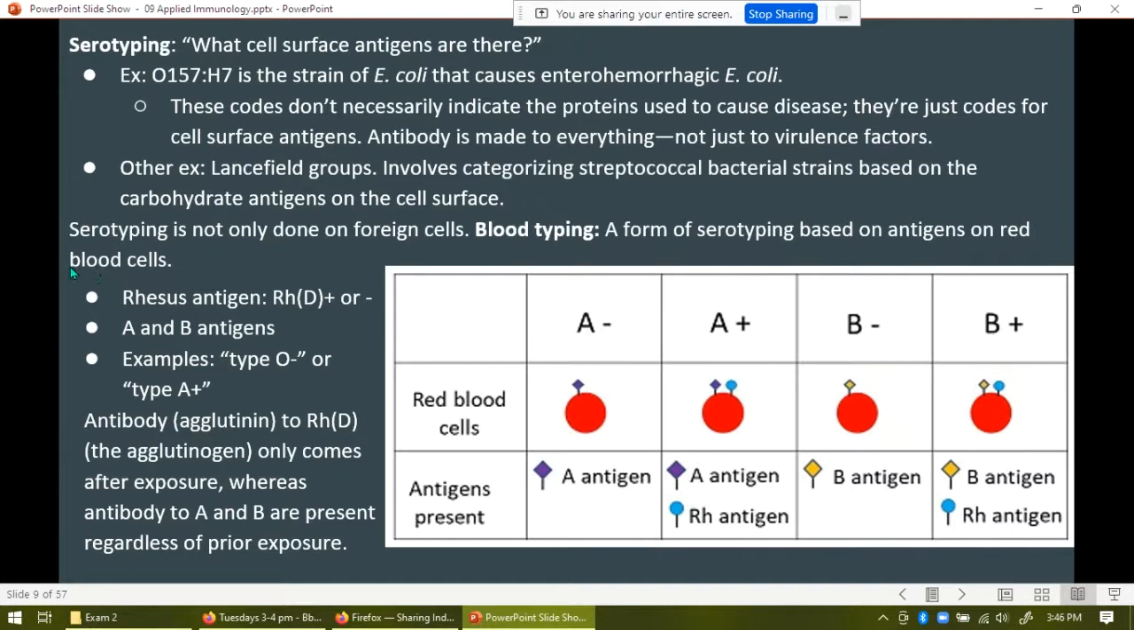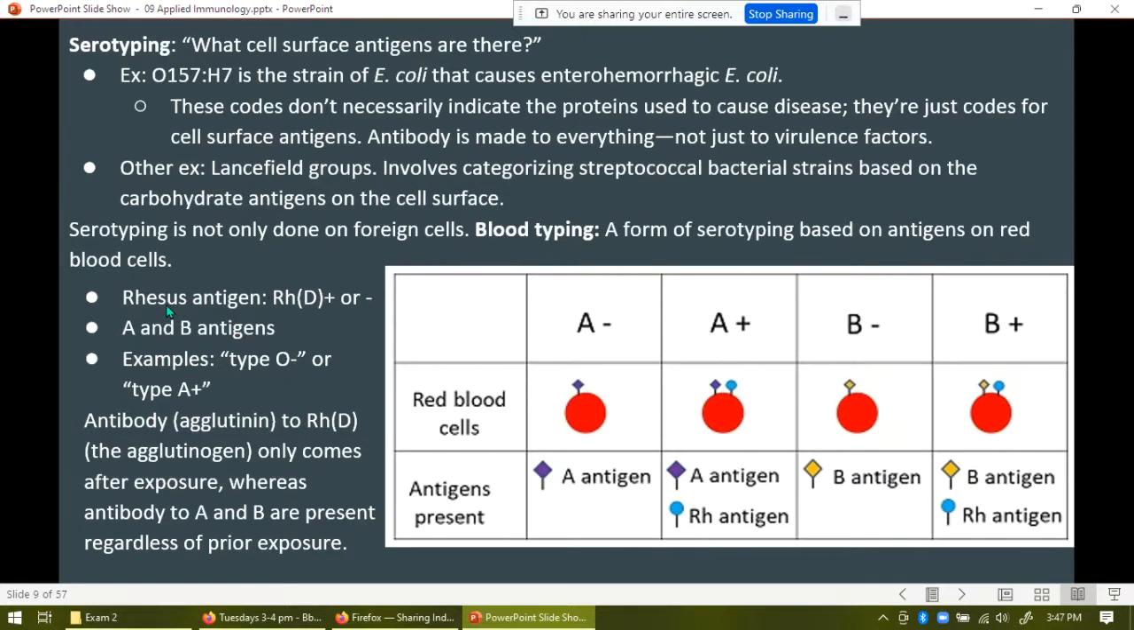But serotyping is not only done on foreign cells. There's also blood typing, which you've probably heard of. Blood typing is a form of serotyping that is based on antigens on red blood cells. They look at the A and B antigens, which are co-expressed if the person has both. You can have type O blood, which means you don't have A or B on your red blood cells. You can have only A, or only B, or A and B on your red blood cells. So you can have type O, type A, type B, or type AB.